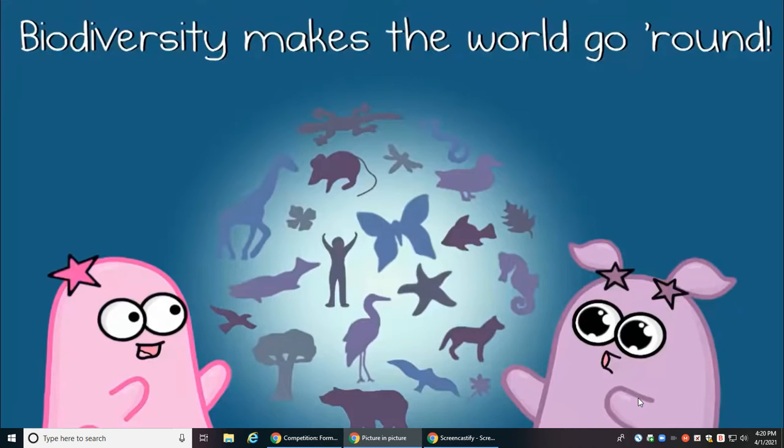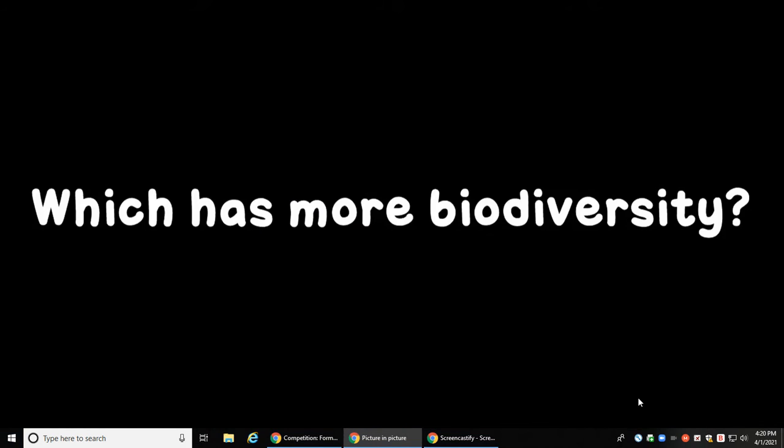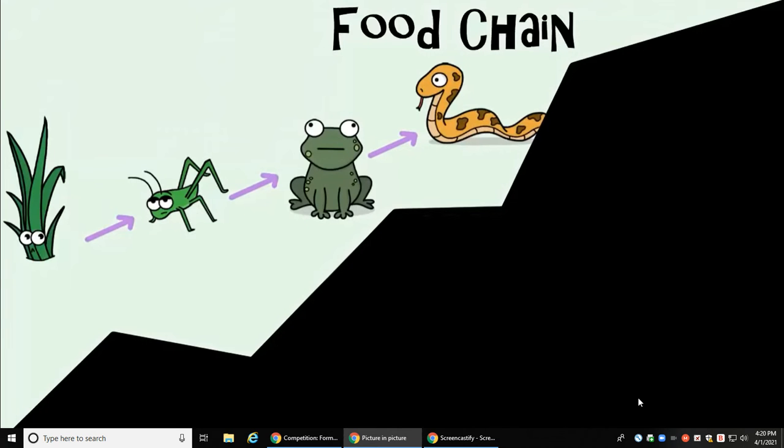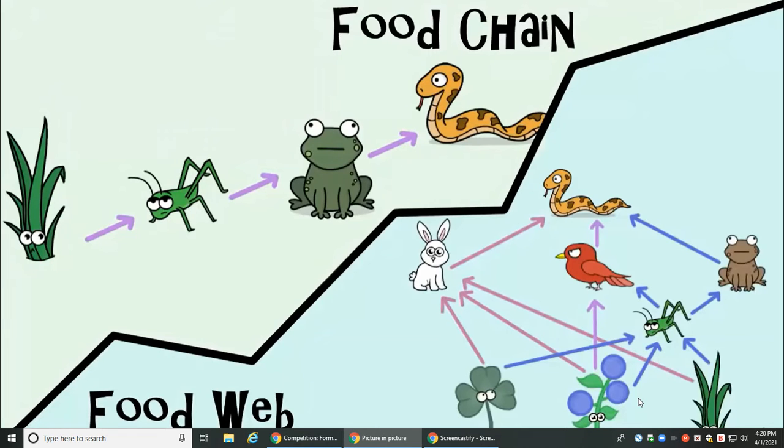High biodiversity has a lot of other benefits. They can include economics, and we'll need another video to really touch on all the benefits of high biodiversity. So, if we were to ask you which of our examples here had more biodiversity, our food chain here or our food web, you would definitely want to pick the food web.